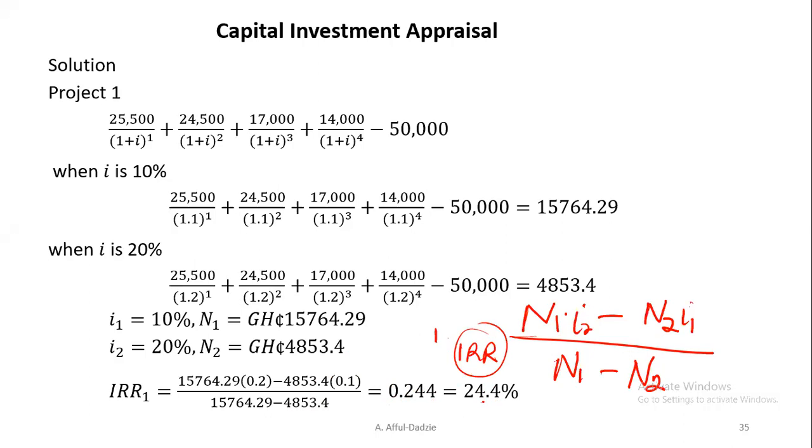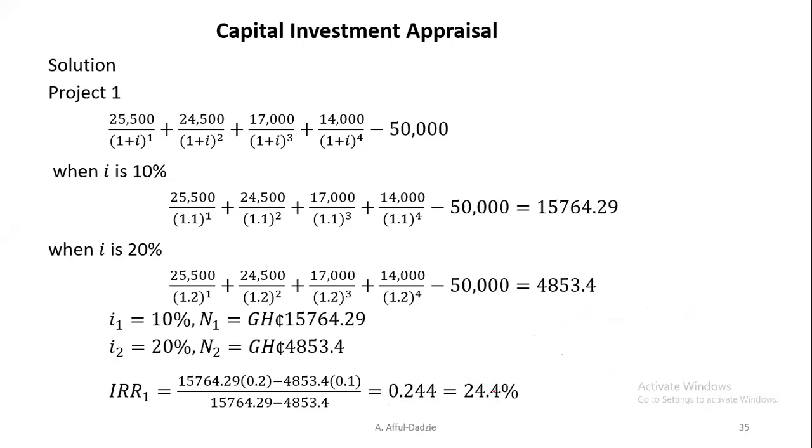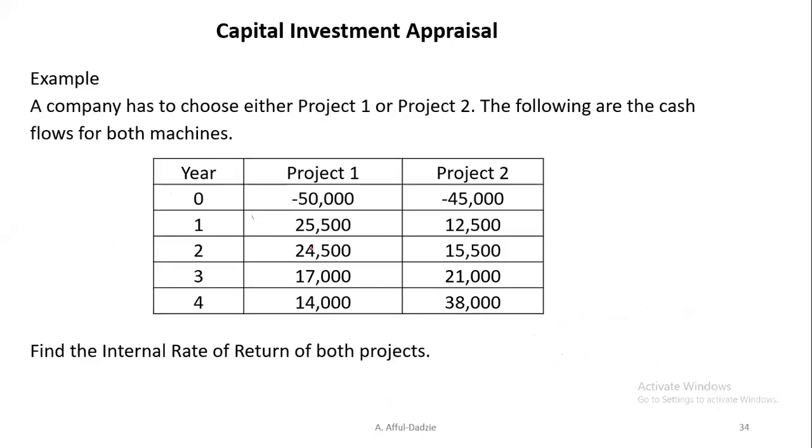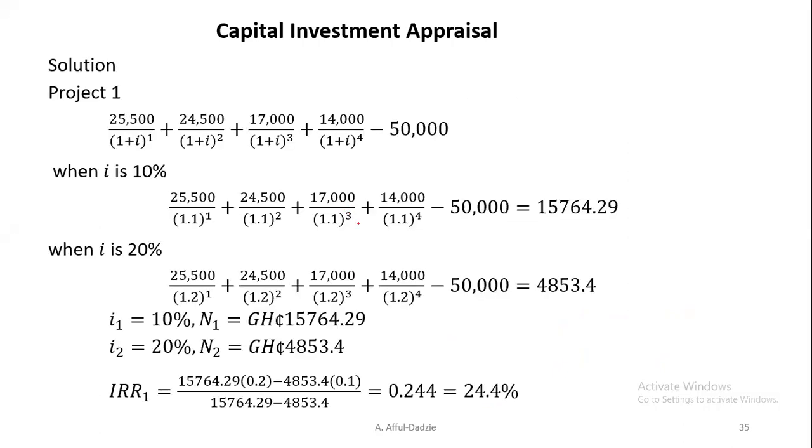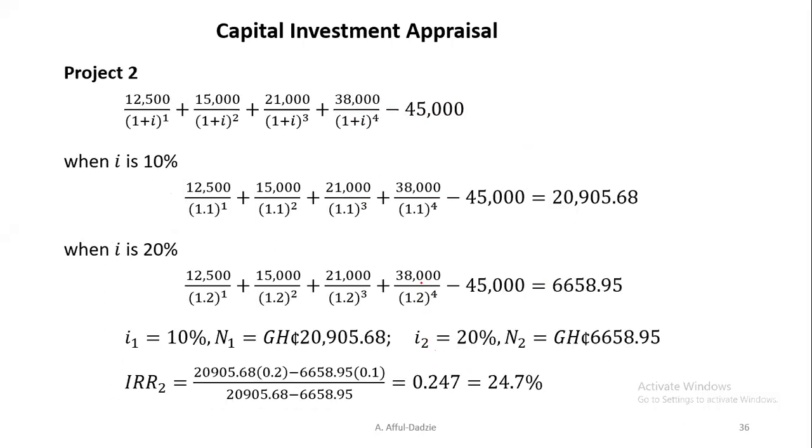It means that if you want to confirm, take this interest rate of 24.4% and use it to discount project one. By the time you are done and you subtract the discounted values from 50,000, you will end up having 0. So we've done this for project one. We'll have to go ahead and do it for project two.